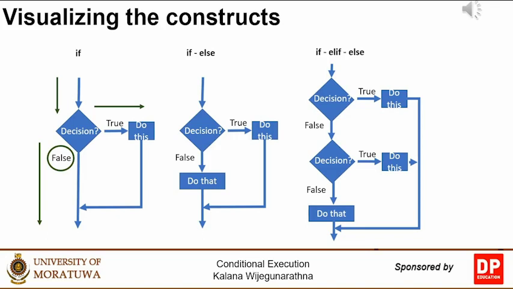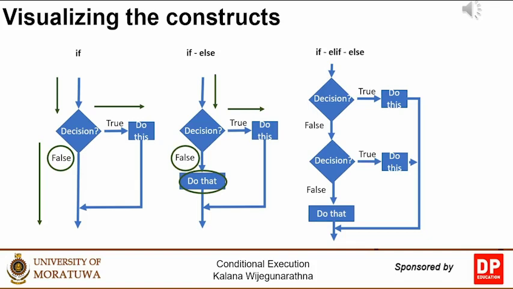Now take a look at the visualization of the if-else block. Just like the first if statement, we check to see if the condition is met, and if it returns true, we execute a block of code. But notice what happens if the condition returns false. We do that only if the condition returns false.